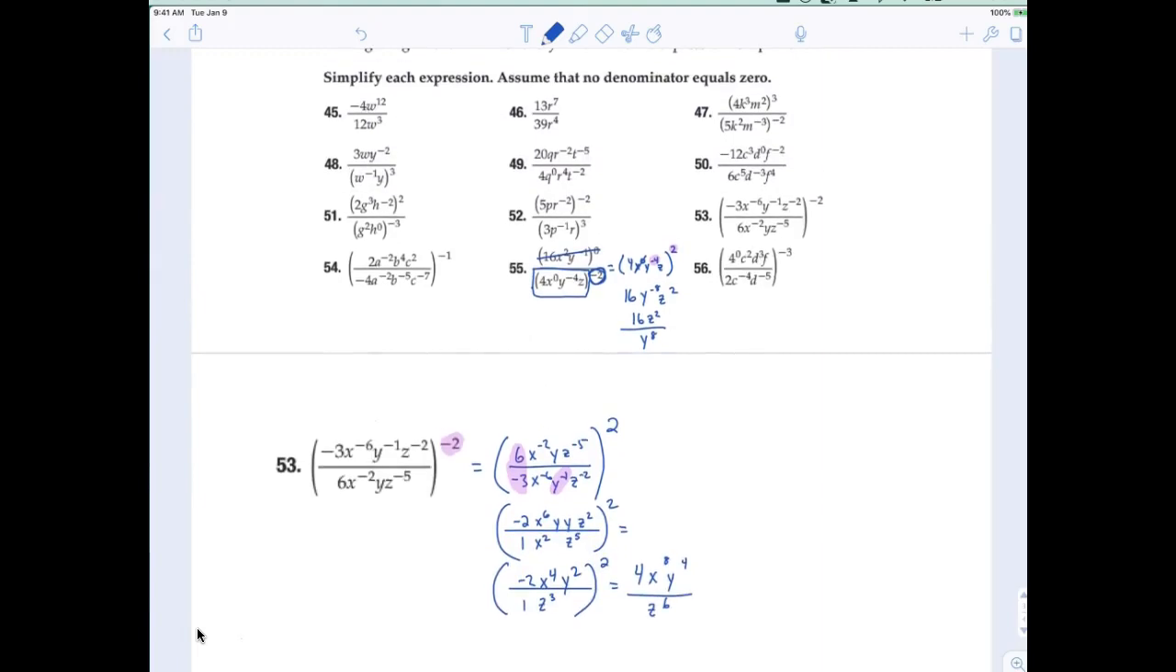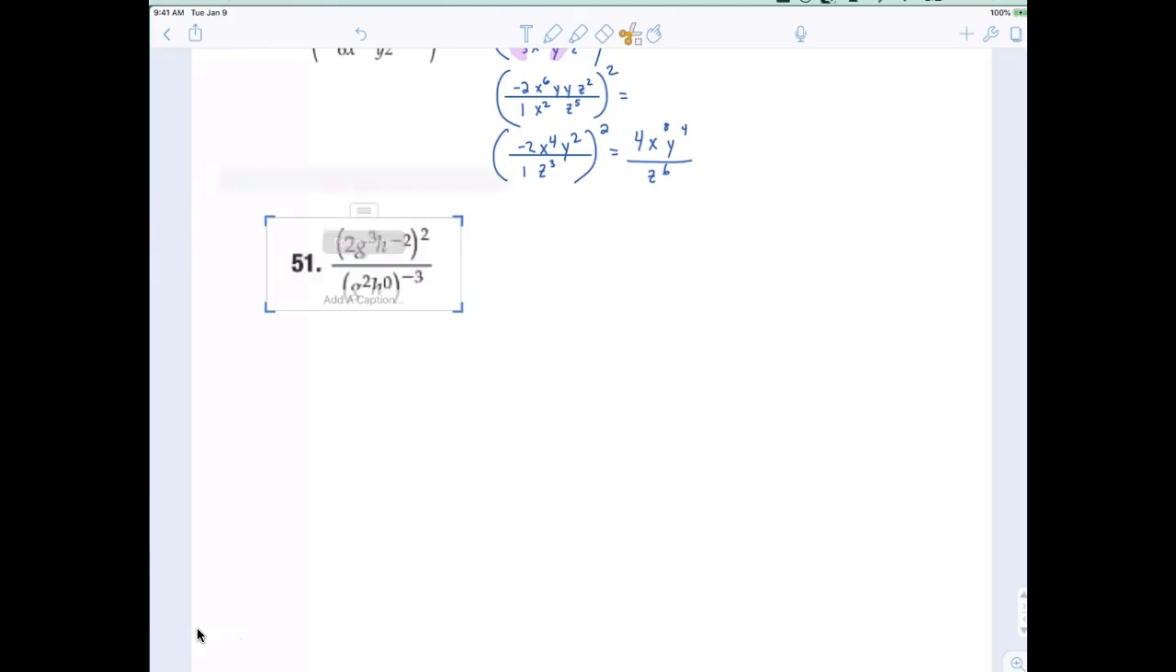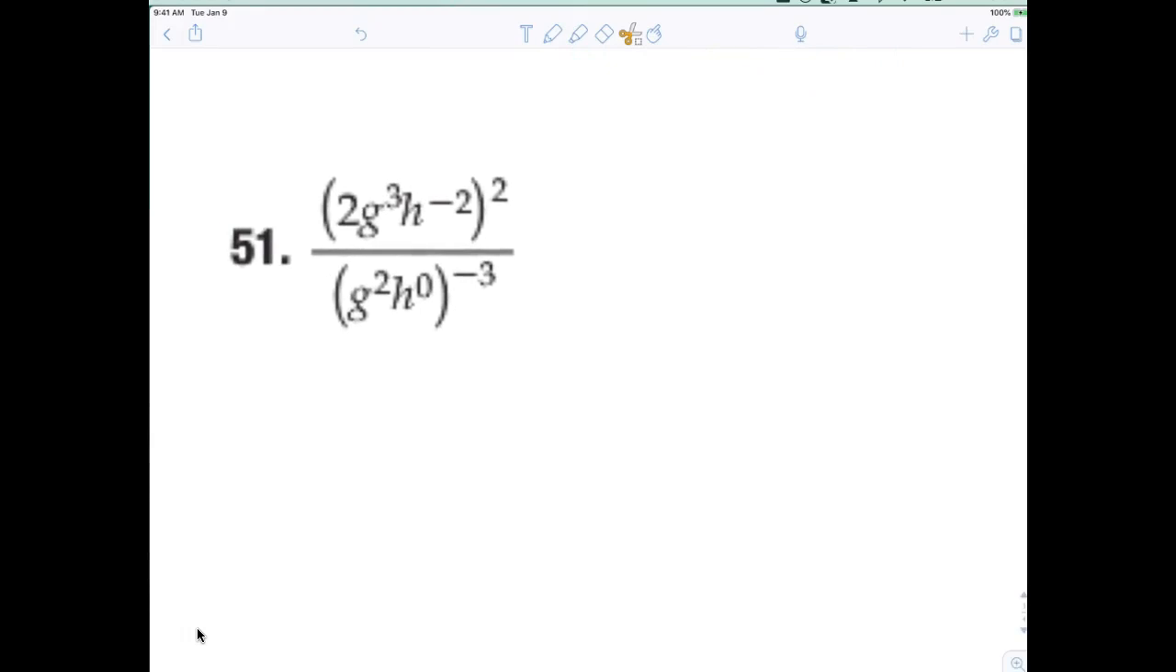So that was 53. I'm going to pull down 51 now. Let's take a look at 51. What do I do, Carson? What are you looking at right off the bat? Yes. Now, just to be sure, is everybody okay with h to the 0? That's just a what? So I don't have to do anything to that. Right, so he found it perfectly. He said we have a negative 3 here, so we're going to move that. So then this is going to be 2g cubed h to the negative 2, squared, times g squared, cubed. All right, now what do I do?